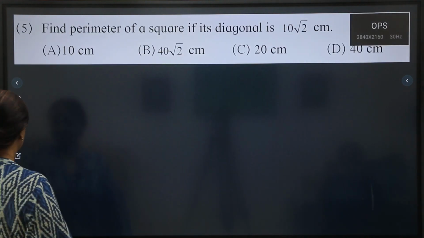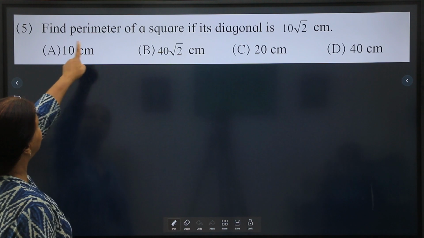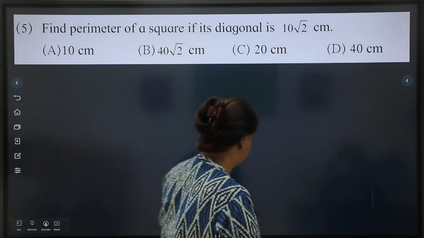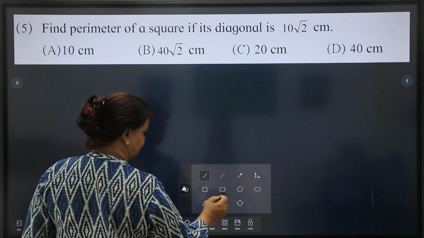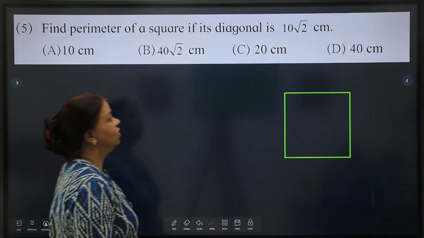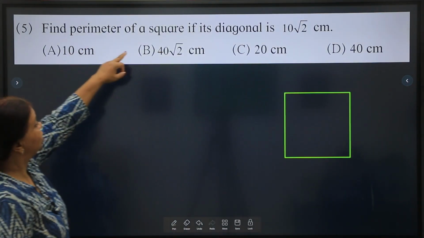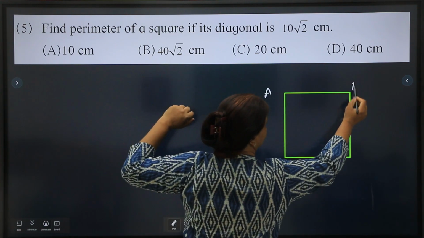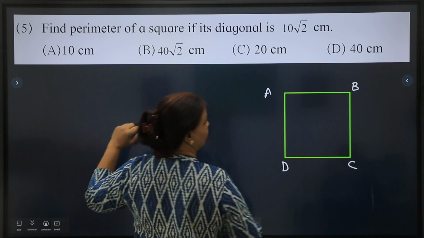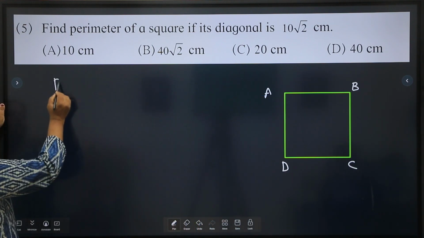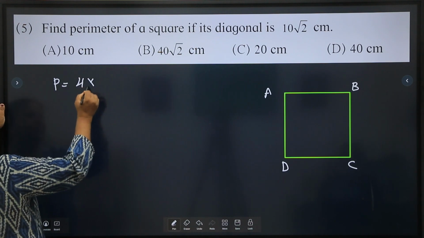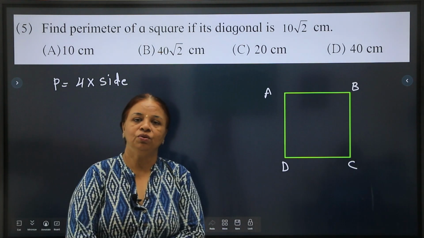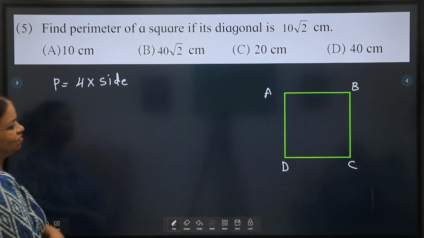The next question says, find the perimeter of a square if its diagonal is 10 root 2. Let me draw a square here, children. And it is given, find the perimeter of a square. Let us label it A, B, C, D. We want to find out the perimeter. Perimeter of a square is what? 4 into side. What is the perimeter of a square? 4 into side. So if we know the side, we can find out the perimeter.